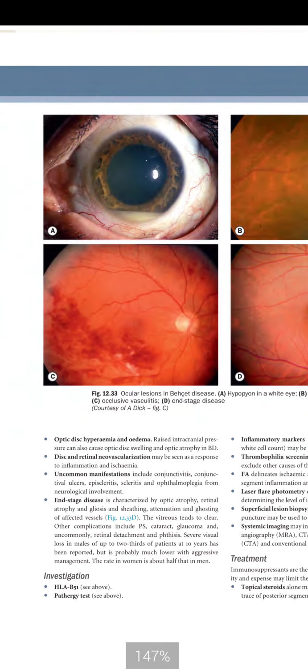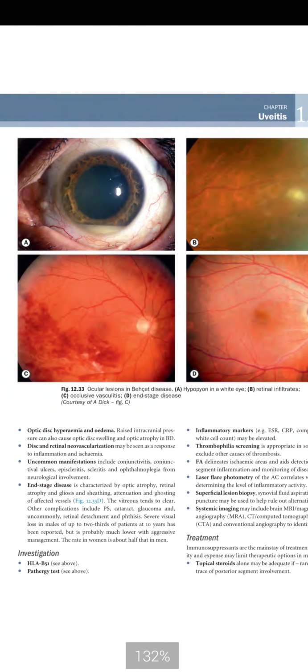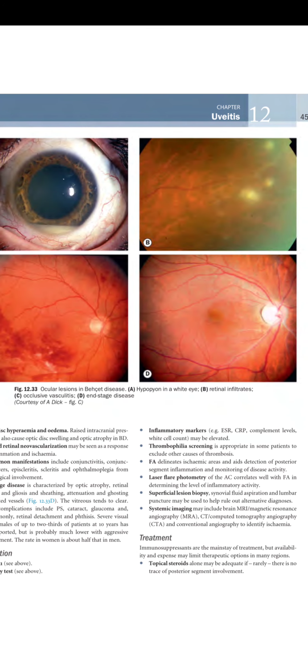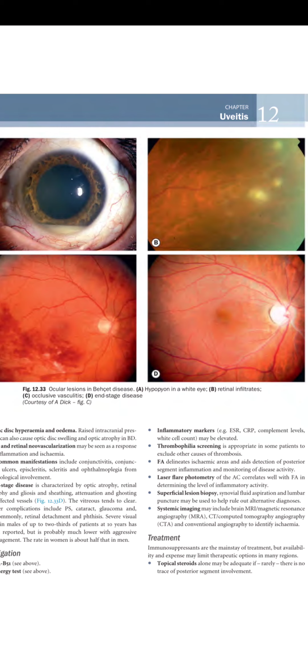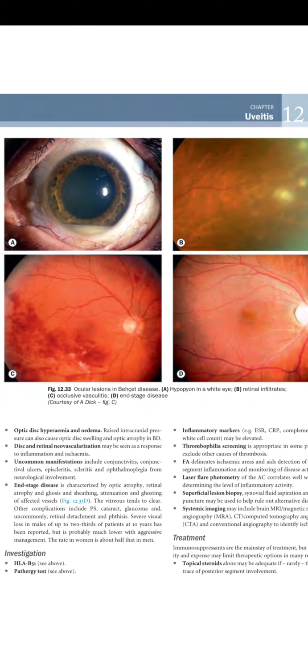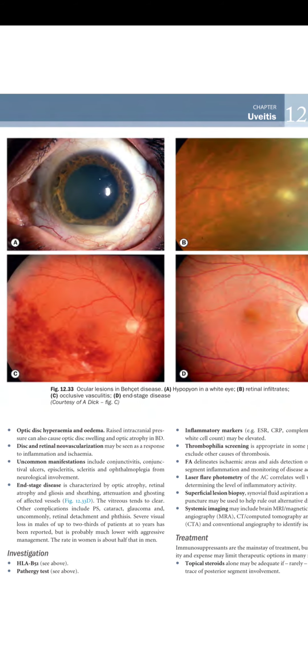So this is showing the ocular lesions in Behçet disease. A is showing hypopyon in a white eye. B is showing retinal infiltrate. C is showing occlusive vasculitis. D is showing end stage disease. So there is optic atrophy in this case.